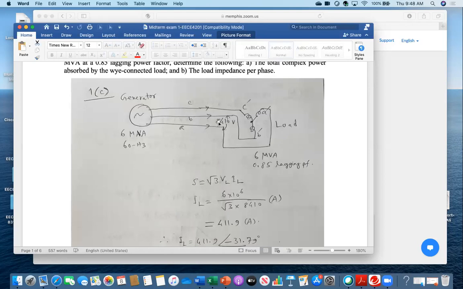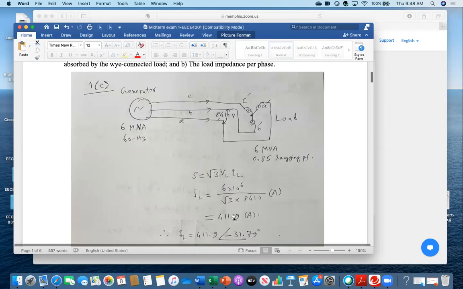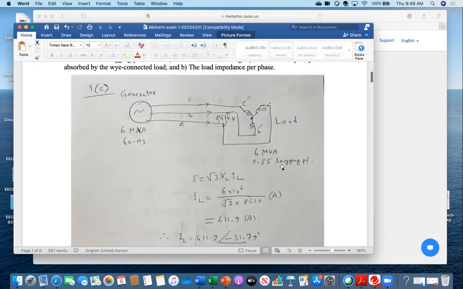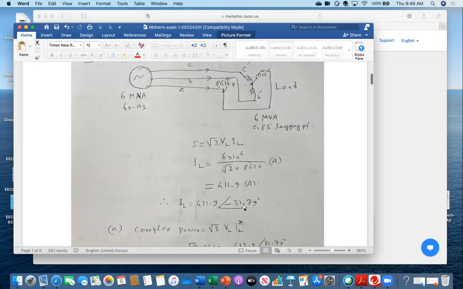And then that VL is this one, 8410, line to line voltage. And then I am getting IL 411.9. And power factor was lagging 0.85. So this is the cosine theta. From there you calculate theta. Theta is 31.79 degrees. But I am putting a minus sign because this is a lagging power factor.